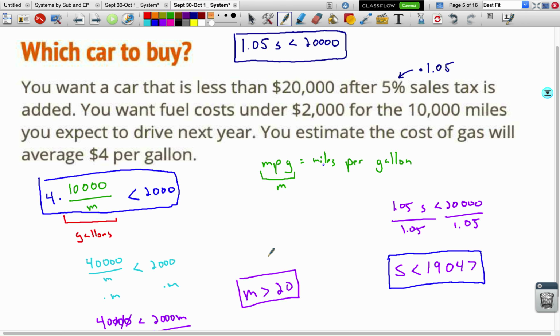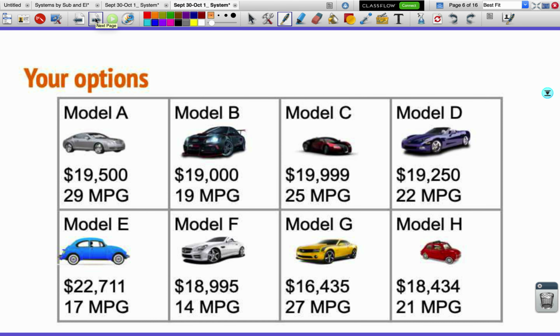Okay, so now I've got two inequalities with just one variable each. This is going to help me a lot when I go to the car lot. So here is the car lot. You've got 8 options. I'm going to pause the video here for you to make a selection. Which car do you want?